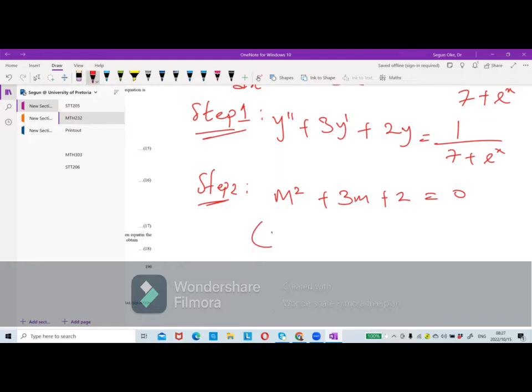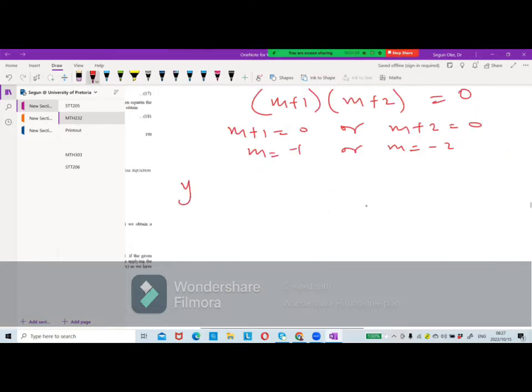Who is m plus 1, m plus 2? That should be m plus 1 and m plus 2 equals 0. So m plus 1 equals 0 or m plus 2 equals 0. Then m is equal to minus 1 or m is equal to minus 2. Then what will your y complementary be?